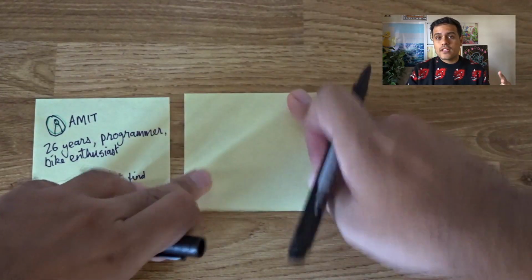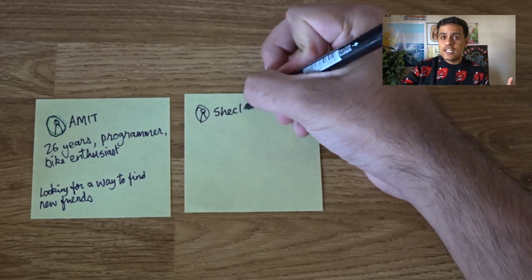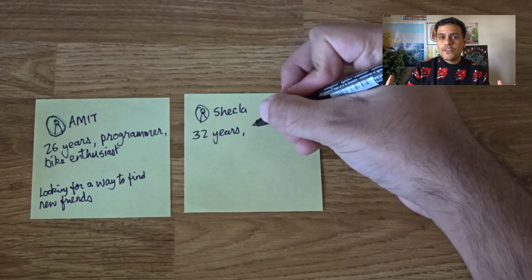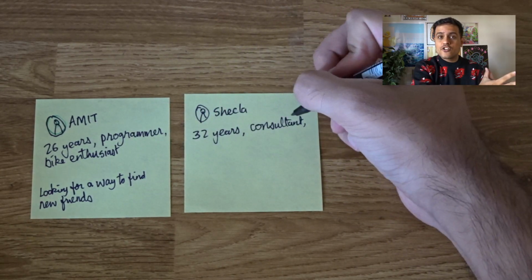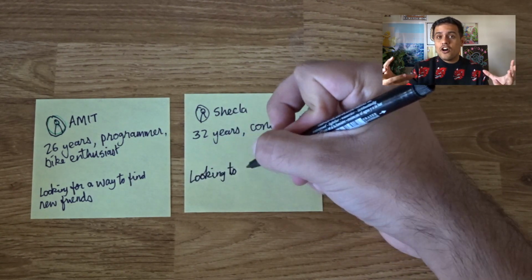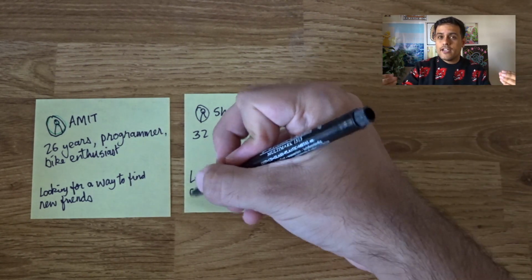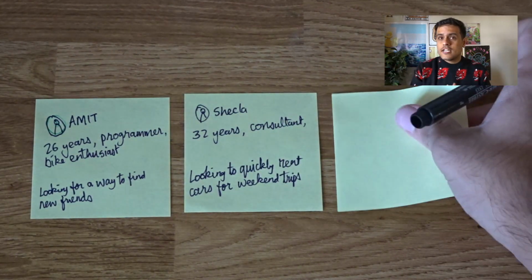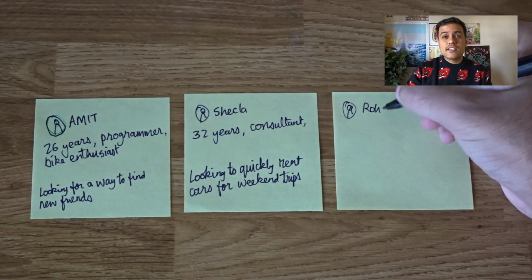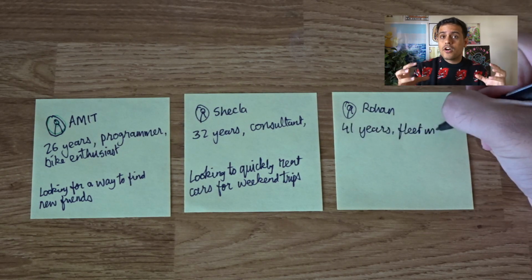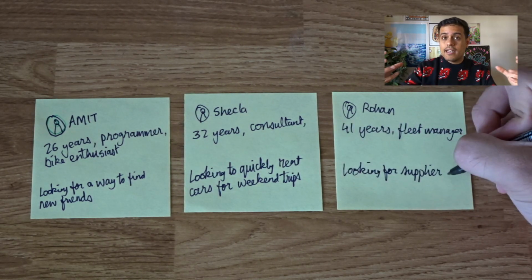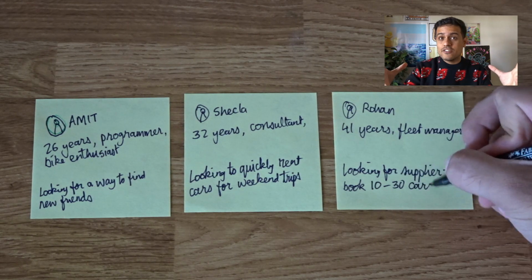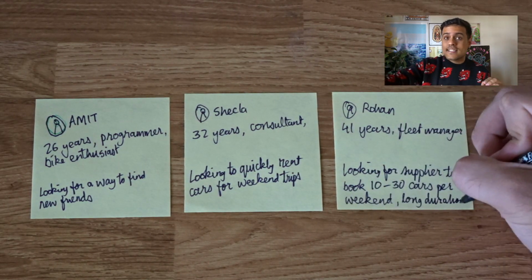Second type of person, let's say I give this person the name Sheila. Sheila already has a friend group, and she is looking for a quick way to just make a booking and be able to go and pick it up. The third person that I might find is, let's say, a fleet manager, somebody who wants to book vehicles in bulk and whose frequency is way higher than the other users. This is a totally separate use case.